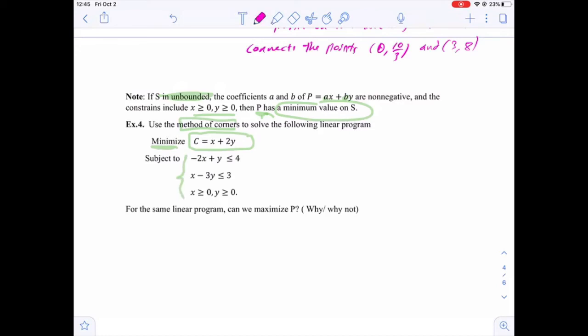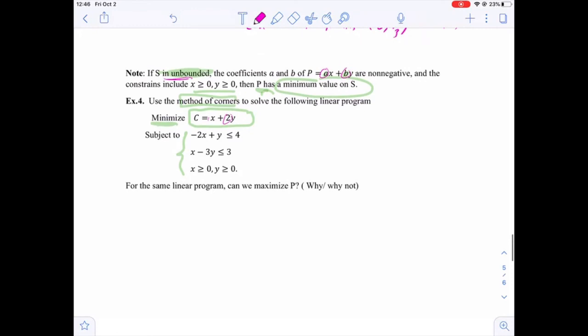Now first, let's look at the conditions. We have A and B are positive. A is 1, B is 2. But we want to see if S is bounded or unbounded. So we need to graph the constraints first. So negative 2x plus y less than or equal to 4. And we have x minus 3y less than or equal to 3. X is greater than or equal to 0. Y is greater than or equal to 0.